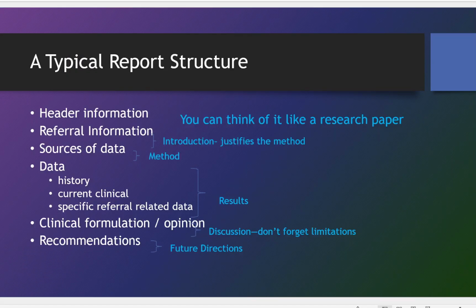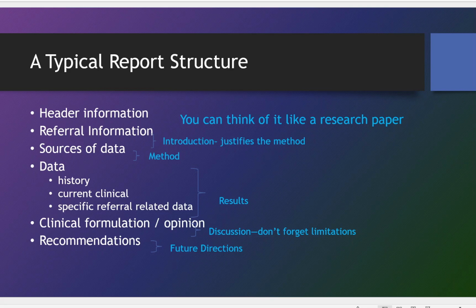Lastly, we're going to talk about the structure of a typical report. You can think about it like a research paper. Start with the header information. That's going to be your information as the author and the information on the person you are evaluating. Next is the referral information. Why are you writing this report? Think about this as your introduction to your paper, which justifies your method section.